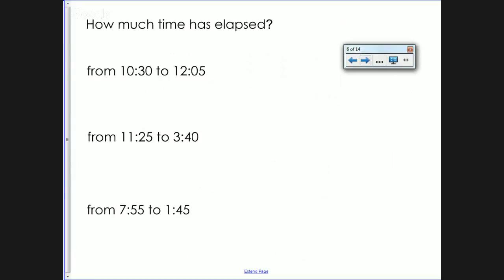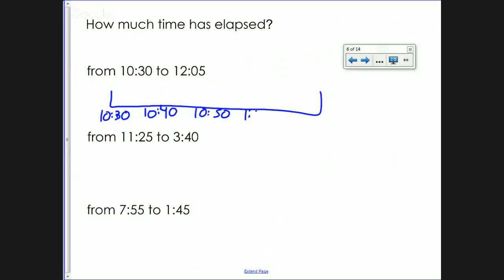How much time has elapsed? So 10:30 to 12:05. So we could count by 10, so 10:30, 10:40, 10:50, 11 o'clock. Then we could count by hours, so 12 o'clock, and then back to minutes, which would be 12:05.